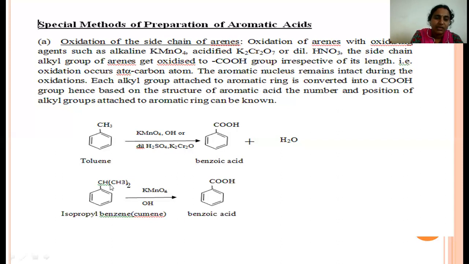For example, if you see here, this is the isopropyl group, which is a substituent present on the benzene ring. This common name is called cumene. Here, this complete alkyl group undergoes oxidation and produces the carboxylic acid group. Here only one methyl group is present, and here a three-carbon chain. Irrespective of the length, this alkyl group is completely converted into carboxylic acid.